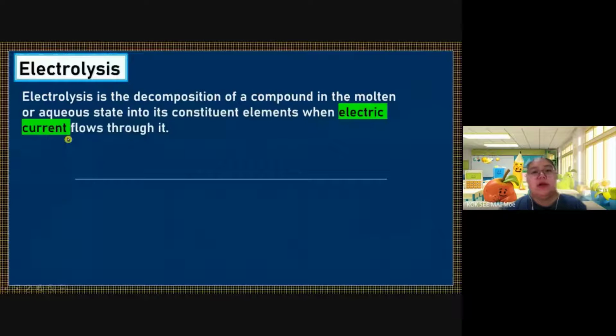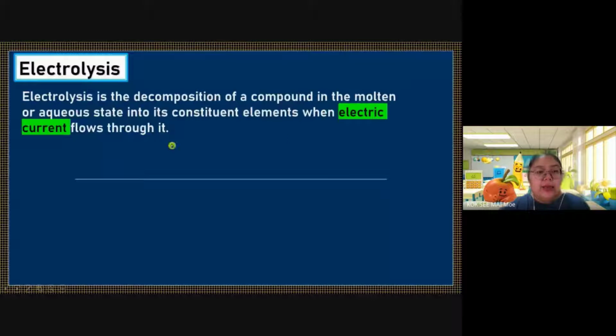Constituent means the elements are already arranged. They must be in the arrangement, and also they must be in the molten form. Then they can conduct the electricity. So this is what electrolysis needs. Remember, molten or aqueous, then the arrangement of elements, then after that the electric current flows through.